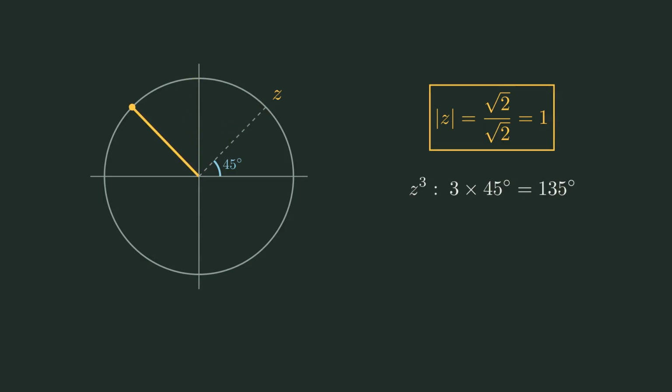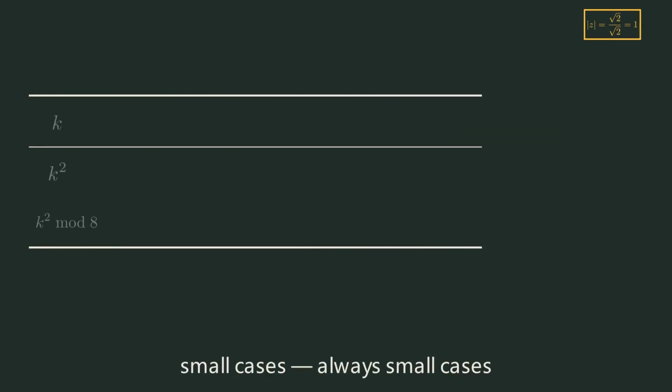Now watch what powers of z do. Each multiplication turns the arrow by another 45 degrees. 2 steps, 90. 4 steps, 180. 8 steps, a full turn back to 1. z to the 8th is 1. Sit with that. It changes everything. Only the exponent mod 8 matters. So we only need k squared mod 8.